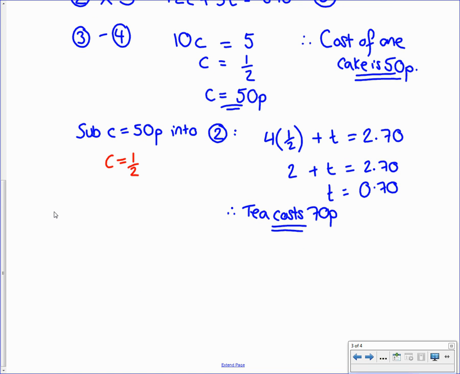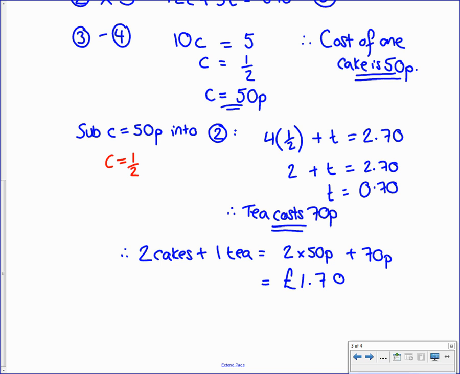So to finally answer the question, we have 2 lots of 50p for 2 cakes, plus the 70p for the tea. So that gives us a total of £1.70. And that's us finally answered the question.